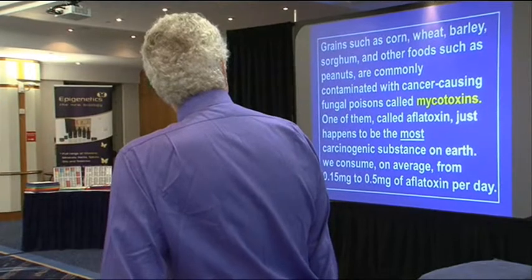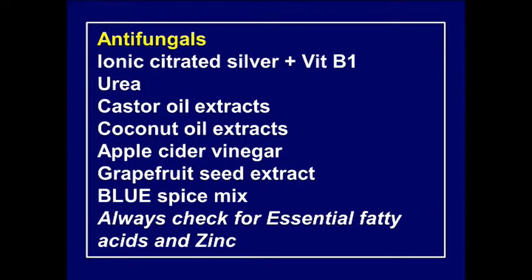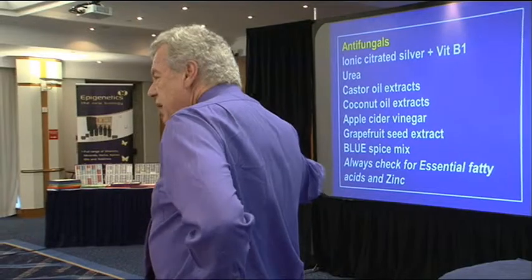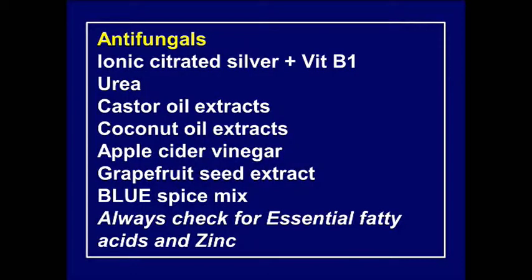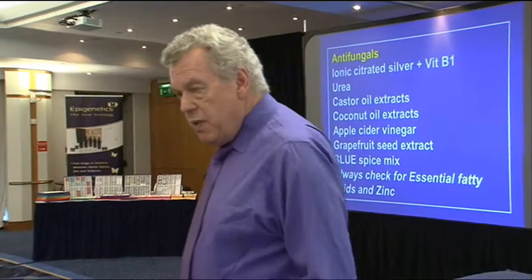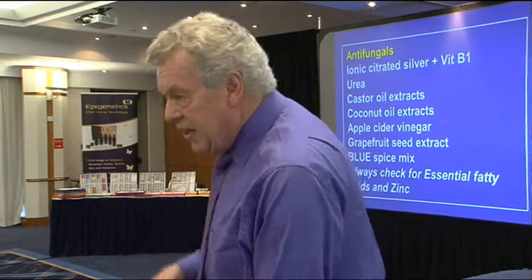So we know that the grains often contain mycotoxins if they're left and they're contaminated, particularly when they're damp. So antifungals: citrated silver with B1, that's really good for all immune systems. Urea, castor oil extracts, really pungent, aren't they? That's the trouble with those. Coconut oil extracts, apple cider vinegar is a good one. Grapefruit seed extracts, the blue spice mix, and always check for essential fatty acids and zinc with people with fungal problems, because funguses only attack tissue which is not optimal. They don't attack healthy tissue at all.